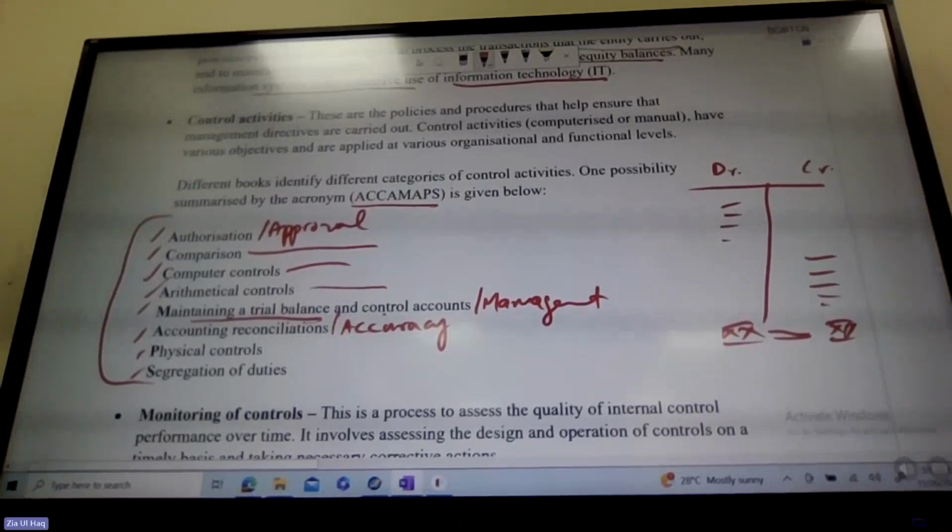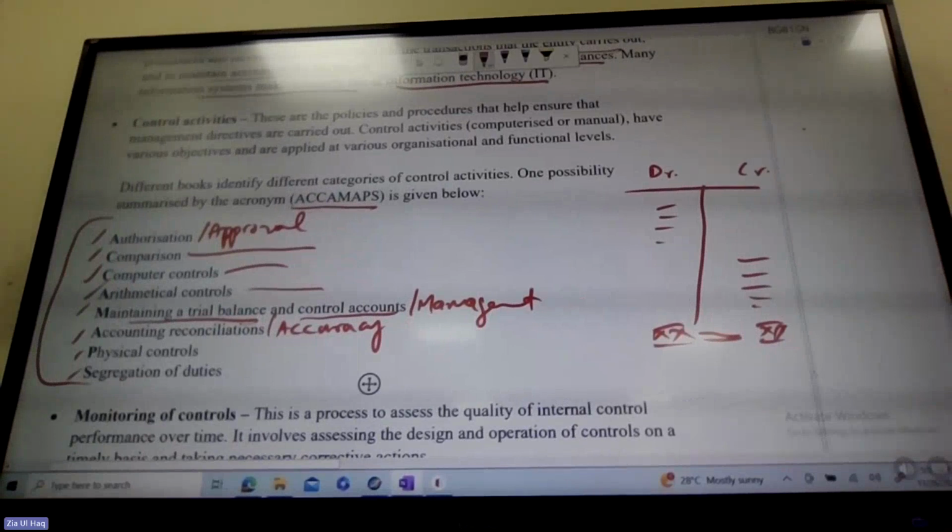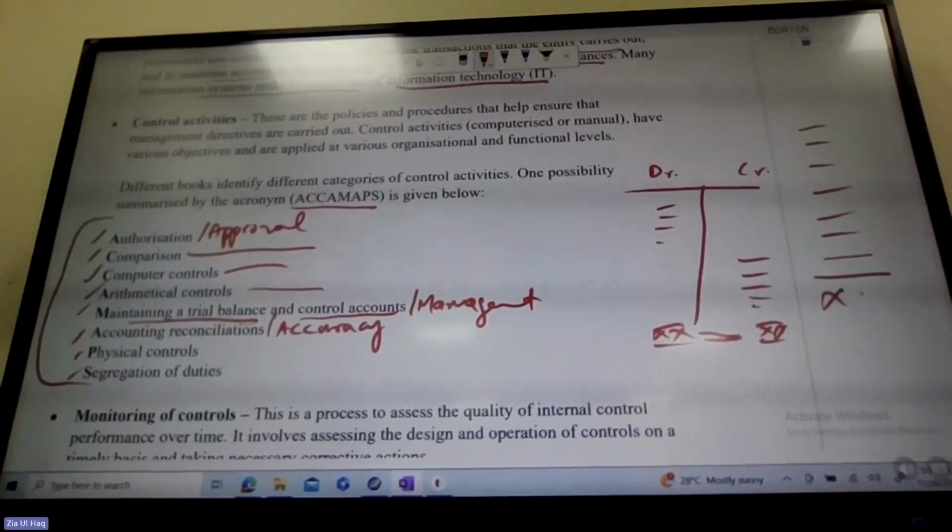Same with the control account. While recording entries in the receivable and payable ledgers, the individual ledgers, we need to record with the control account as well. So that at the month end, if we have, suppose, 10 different receivables, we need to add their balances and compare with the control account.